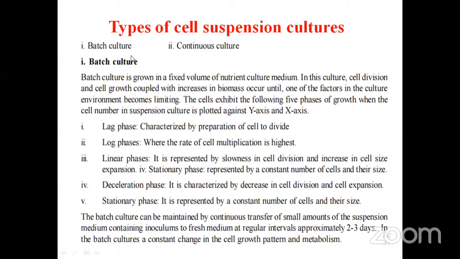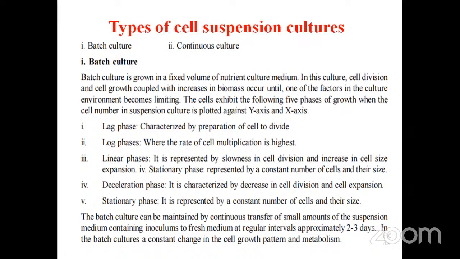Types of cell suspension culture. Already told you, two types: one is batch culture and the other is continuous culture. First, let's discuss batch culture. Batch culture is a fixed volume of nutrient culture medium. It is fixed for any medium. In this culture, cell division and cell growth coupled with increase in biomass occur until the formation of biomass. The main factor involved is the environment. That is the limiting factor for the production of biomass of cells.